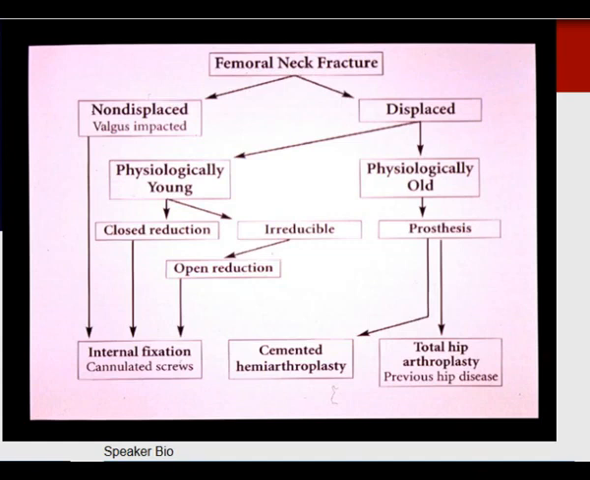If the patient has a displaced fracture and is physiologically old, then prosthetic replacement of the proximal femur is the preferred treatment of choice, either with a hemiarthroplasty or, if the patient is young, active, or is known to have pre-existing hip disease, with a total hip arthroplasty.